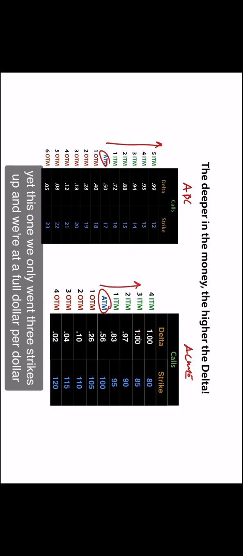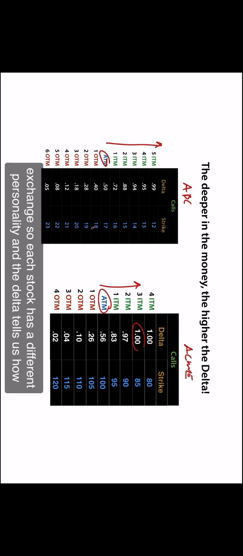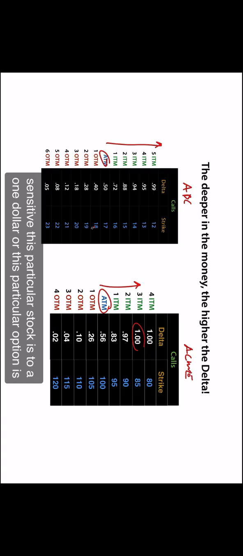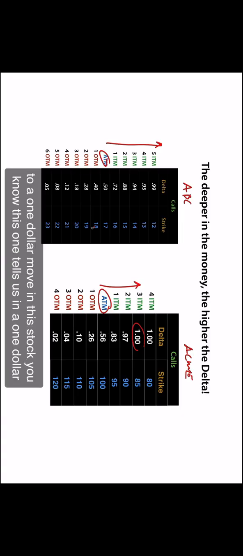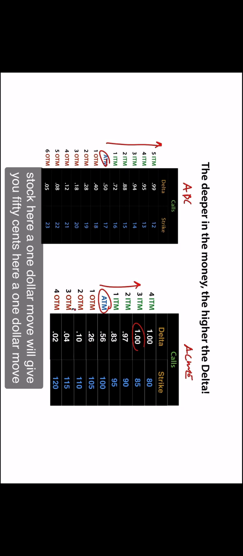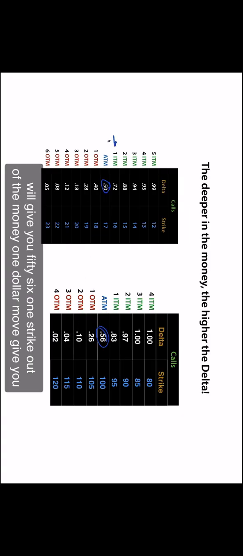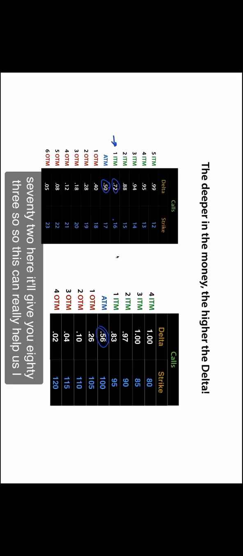This one, we only went 3 strikes up, and we're at a full dollar per dollar exchange. So each stock has a different personality, and the delta tells us how sensitive this particular option is to a $1 move in this stock. Here, a $1 move will give you 50 cents. Here, a $1 move will give you 56. One strike out of the money, a $1 move gives you 72. Here, it'll give you 83. So this can really help us.